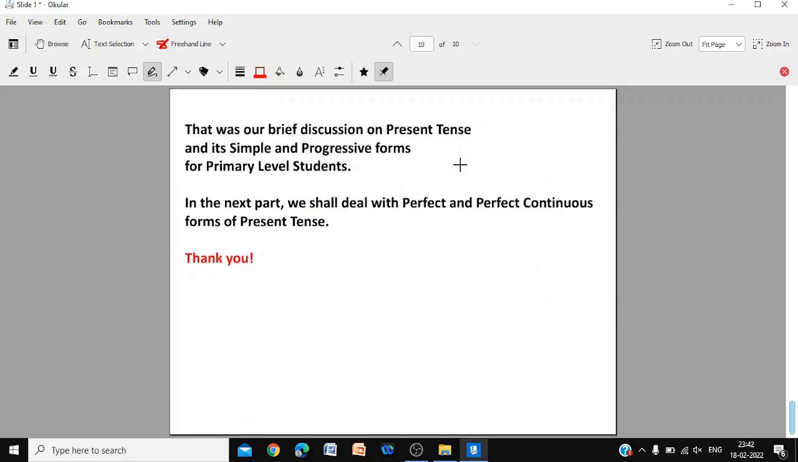That was our brief discussion on present tense. The first part was on simple or indefinite and continuous or progressive form. In the next part, we will deal with perfect and perfect continuous forms.